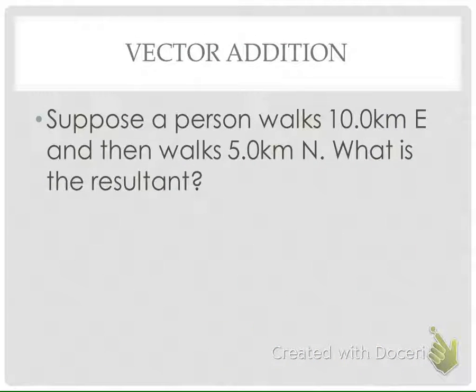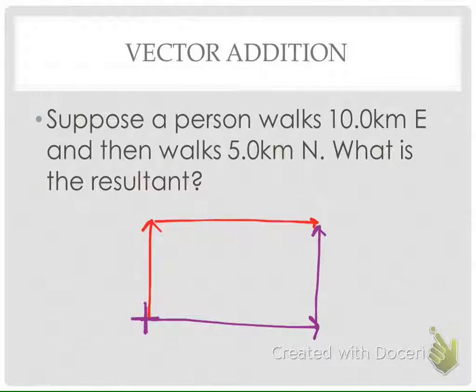Suppose a person walks 10 kilometers east, then walks 10 kilometers north. What is the resultant? Okay, so whenever I start drawing vectors, I like to put a little crosshairs so I know where my starting point is. Because if you get 12 different vectors, it's kind of hard to go back and find your starting point. And I don't have to add them in any particular order, because if I go east 10 and then north 5, doesn't it get me to the same location as if I would have gone north 5 and then east 10? Yep, it gets me to the same place.